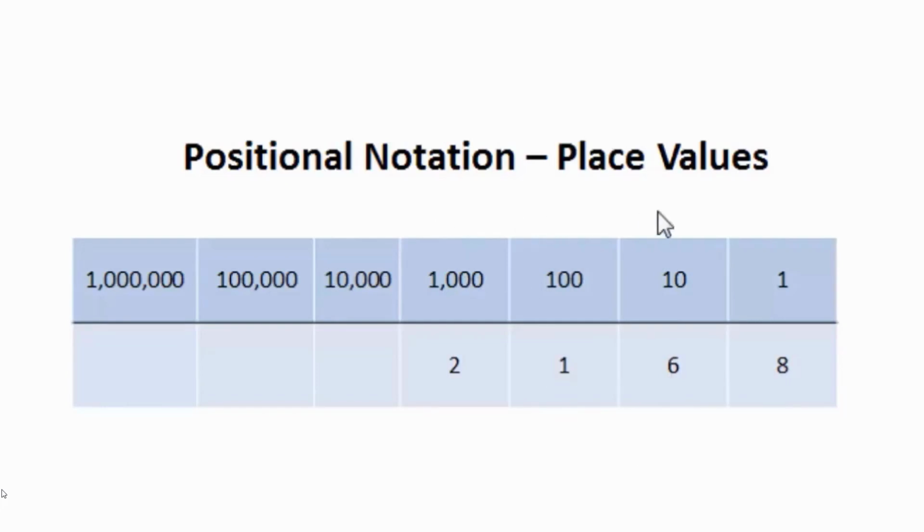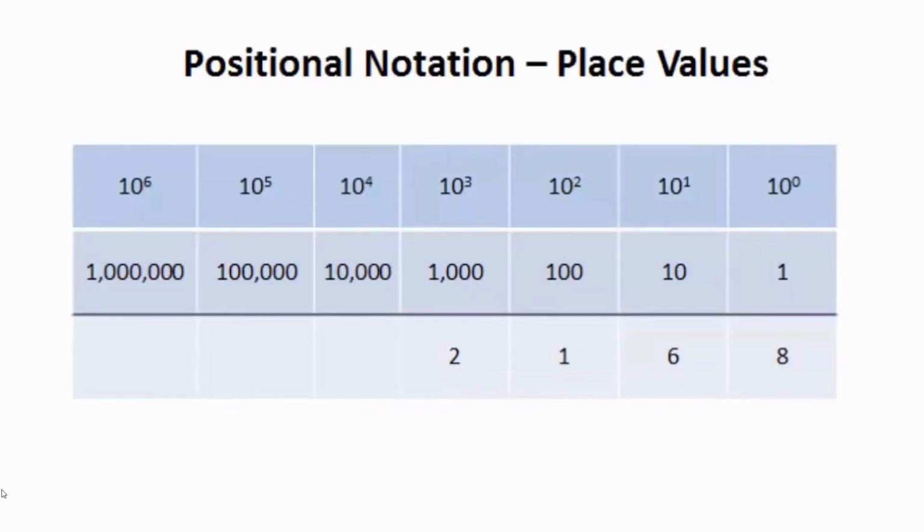Now, when we're talking about the place values in the decimal number system, we're talking about the powers of 10. You can see that the 1's place is 10 to the 0, the 10's place 10 to the 1, the 100's place 10 to the 2, or 10 times 10, which is 100, the 1,000's place is 10 to the 3, or 10 times 10 times 10, and so on and so forth. So you can see that the place values are based on powers of 10.